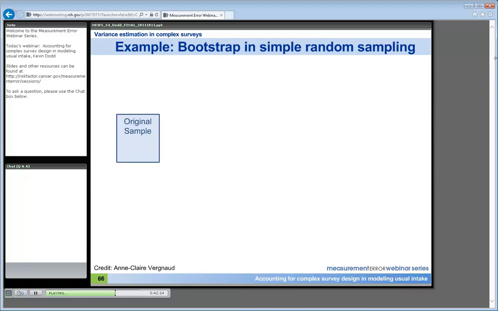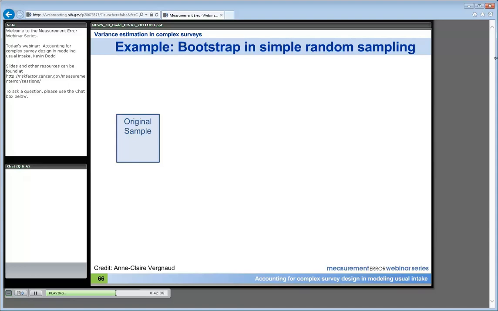All right, here we go, about the bootstrap. Before I go on, I want to mention that this illustration of the bootstrap I'm going to be showing you is actually taken from a presentation by Anne-Claire Verneau, and I think it's really a nice illustration, so I wanted to make sure I gave her credit. And you'll probably see some other versions of these slides in later webinars because all the statisticians in the webinar series thought this was really, really cool.